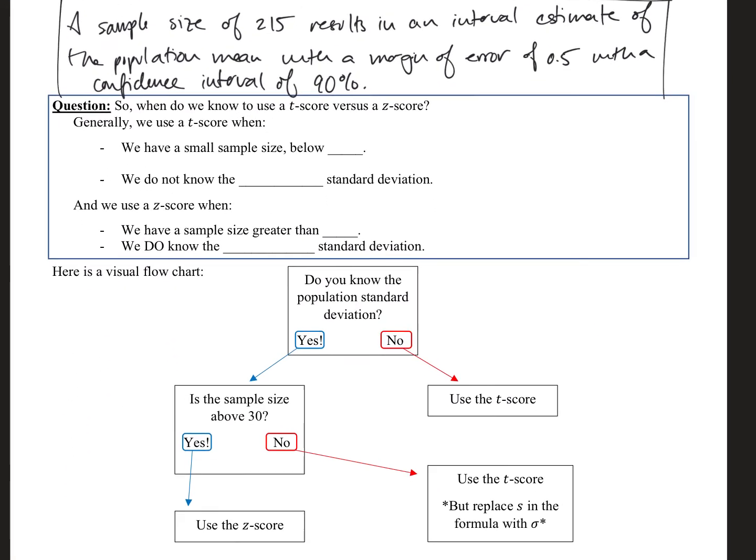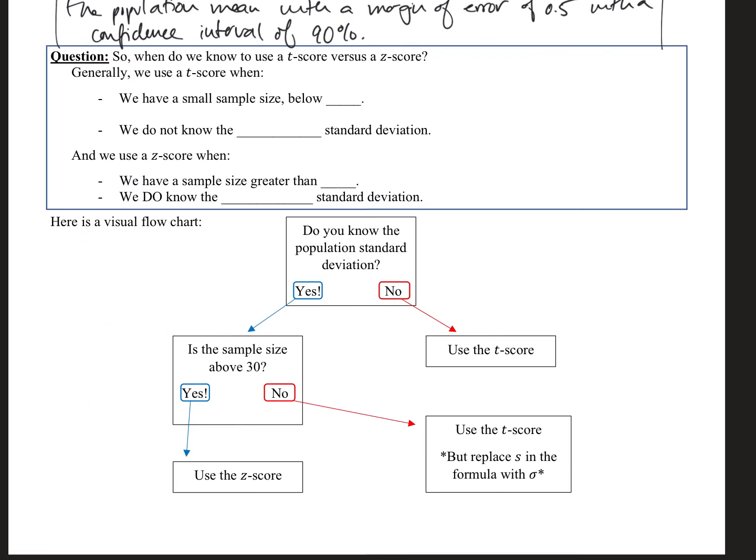So here's a question that I am often asked by students. When do we know to use a t-score versus using a z-score? Well, generally, we use a t-score when we have a small sample size, which would be below 30, and also when we do not know the population standard deviation. So we use a z-score when we have a sample size greater than 30 and when we do know the population standard deviation.